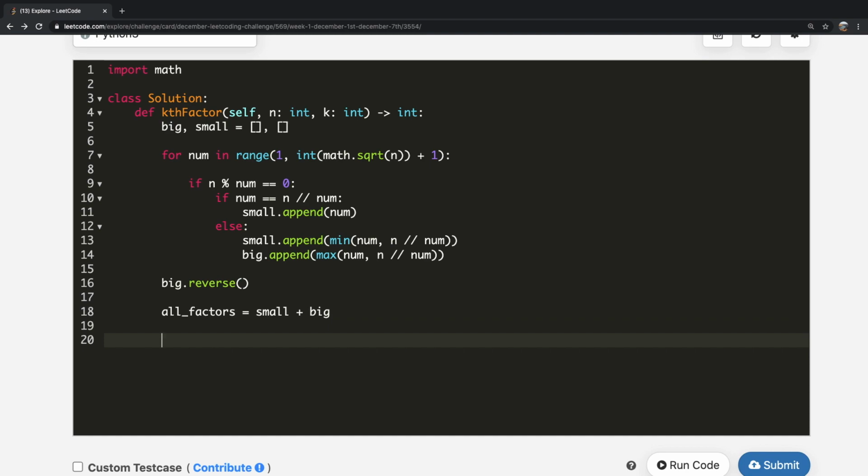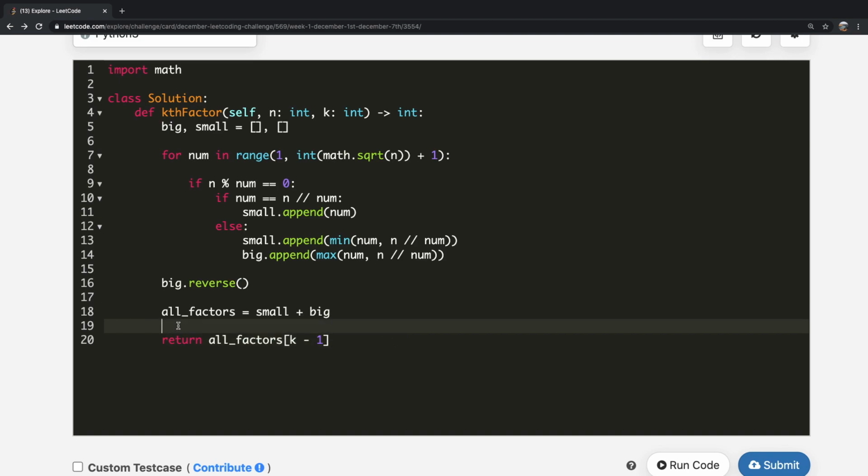Okay, so over here, now all we need to do is return a value. So what are we going to return? We're going to go to all_factors, and we want to return whatever is at k minus 1. The reason we're doing k minus 1 is because the first factor is going to be at the 0th index. So we're going to do k minus 1, and we want to return this value.